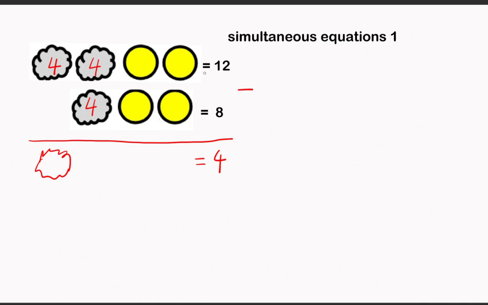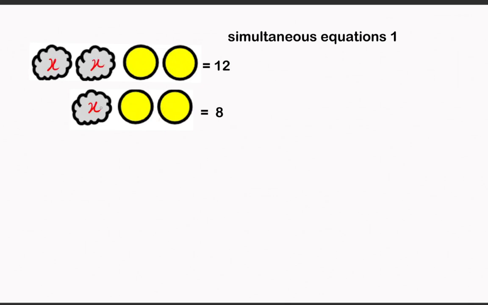Okay, now we don't want to solve questions with circles and clouds, so we want to change it into algebra. So we're going to say, for instance, that the value of this is x, and the value of this is y, so that we can then write down the equations how we're normally going to see them. On the top row you have 2 x's, so 2 times the value of x plus 2 y's is equal to 12. And on the bottom we have x plus 2 y's has to be equal to 8.